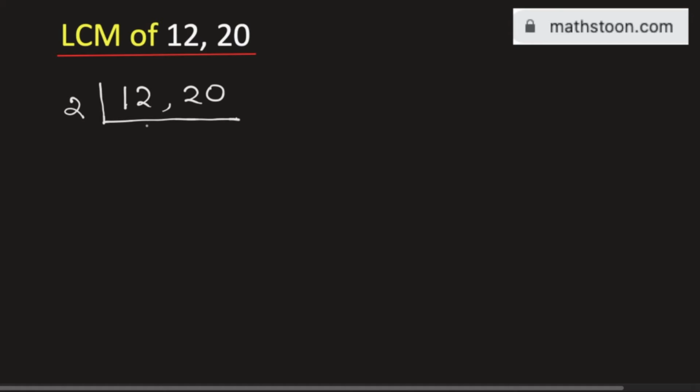12 divided by 2 is 6 and 20 divided by 2 is 10. Now see that as both the numbers are even numbers, so we can divide them by 2. Doing so, we get 3, 5. Now see that 2 does not divide any of the numbers.